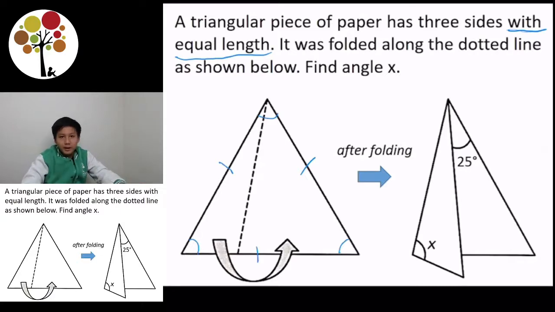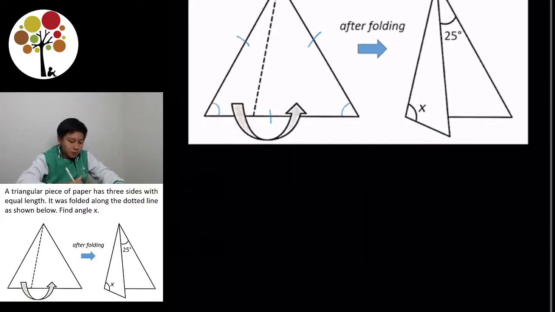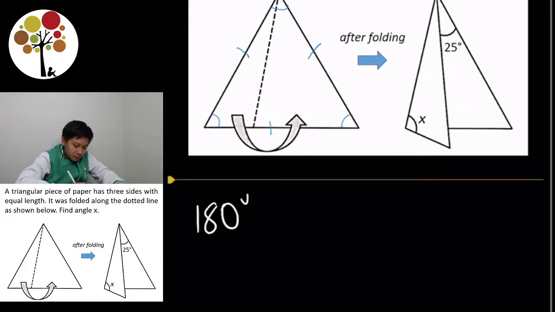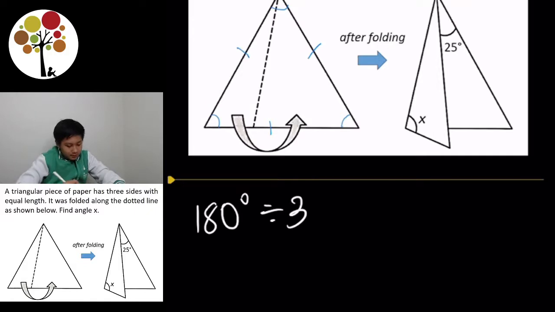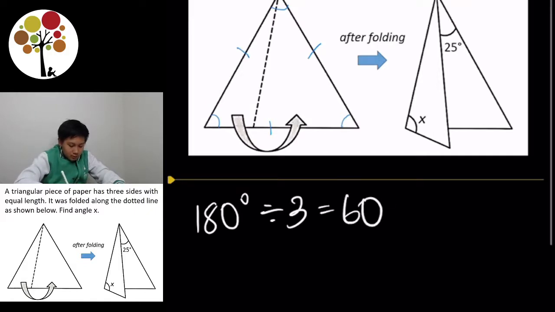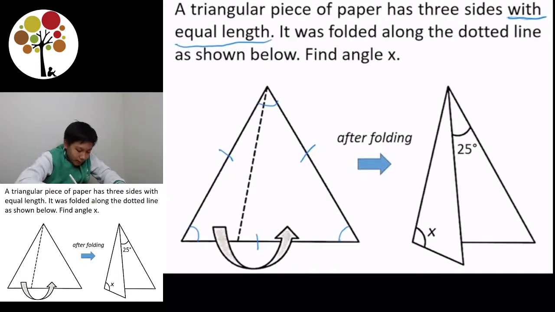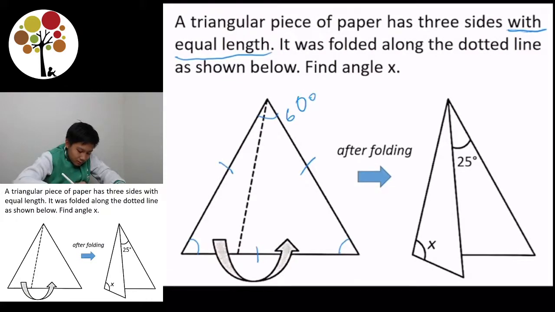In a triangle, the total of all the angles in it is equal to 180 degrees. And since the three angles inside this triangle are the same, it should be 180 degrees divided by 3, because there are three angles and they're the same, which is equal to 60 degrees. So I'll just label 60 degrees, 60 degrees, 60 degrees. And then it was folded along a dotted line as shown below.